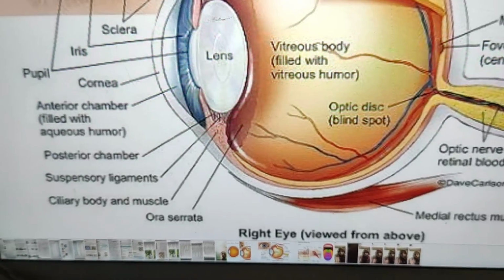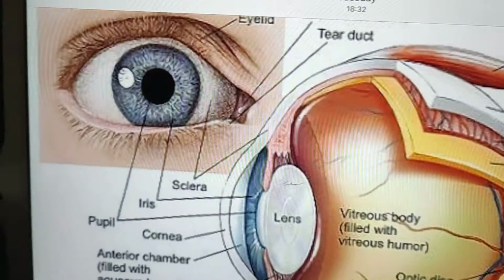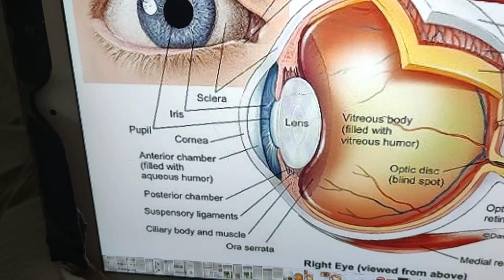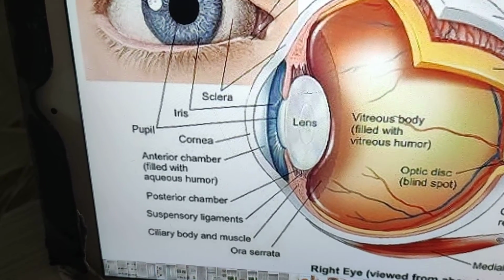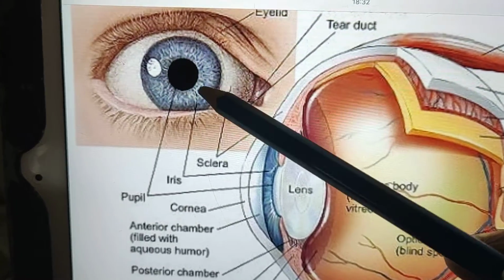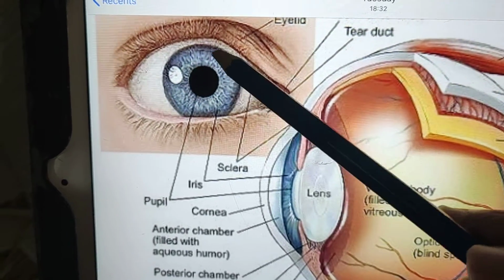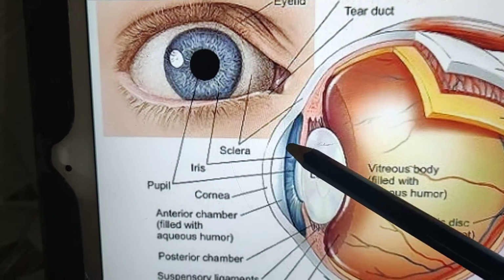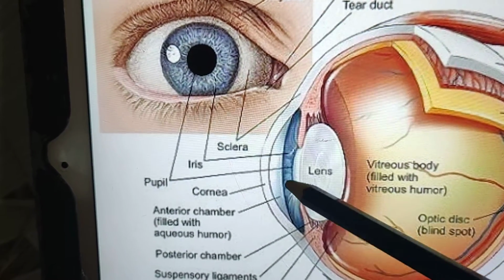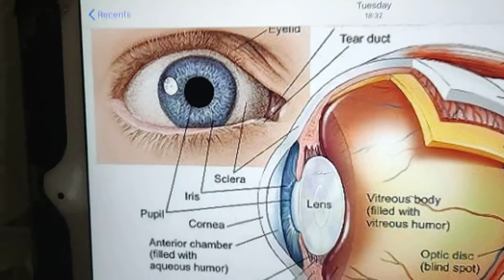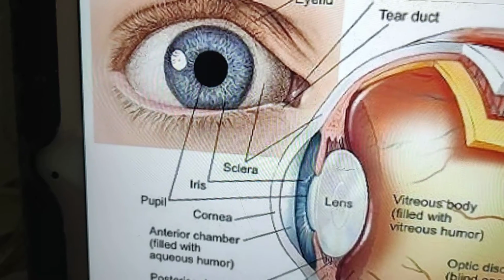In the choroid you see some part like iris. Okay, now we know about iris. In the picture you see that this is iris, and this colored layer is iris. And now we know about some information about iris.